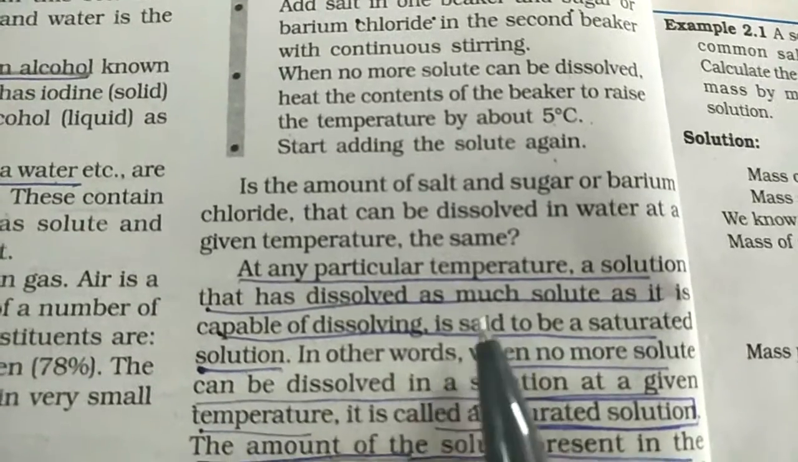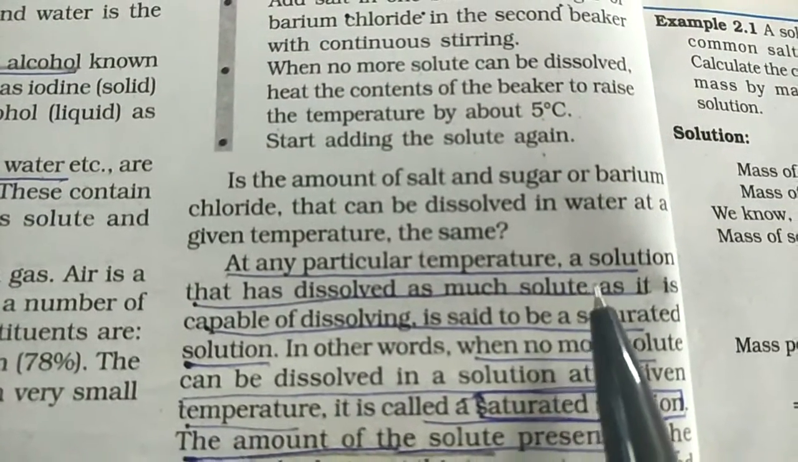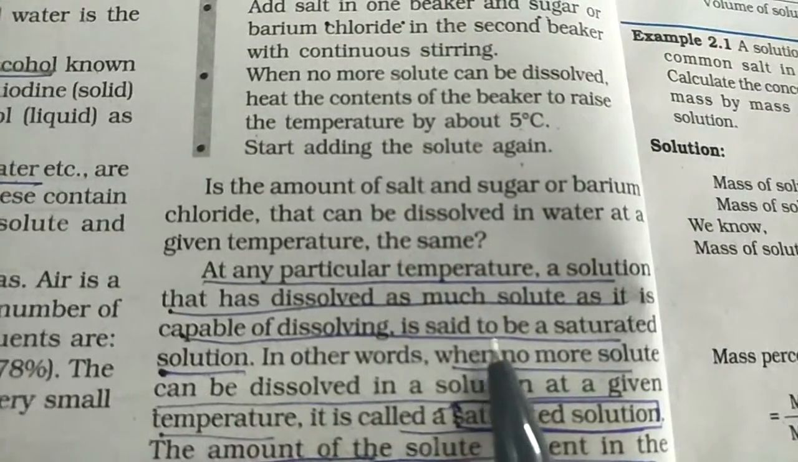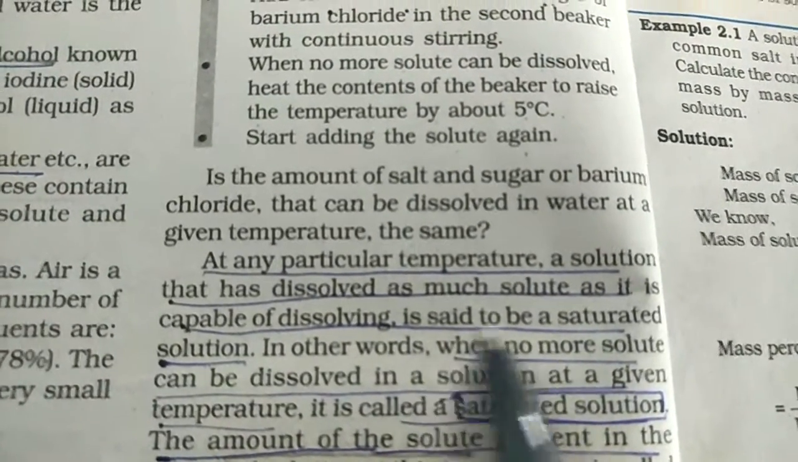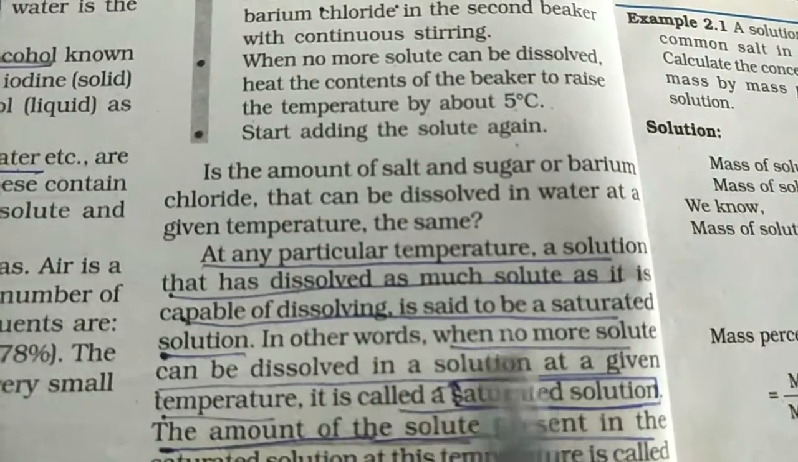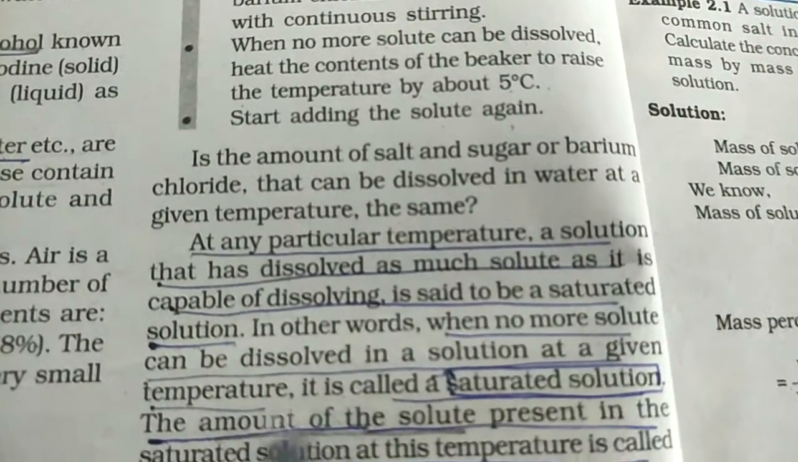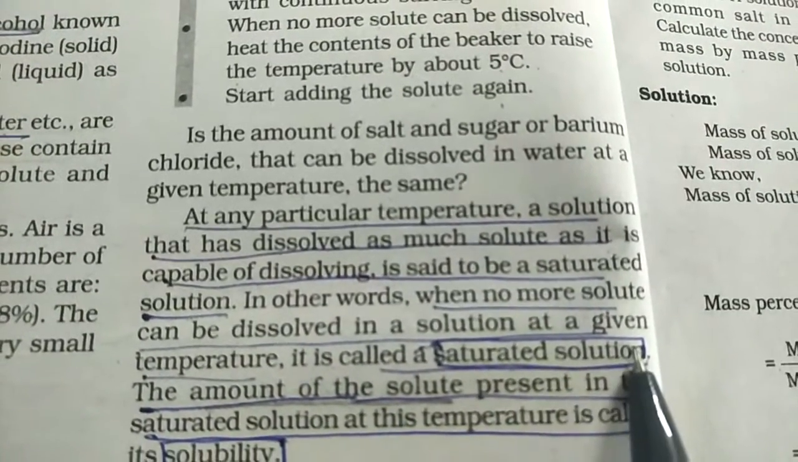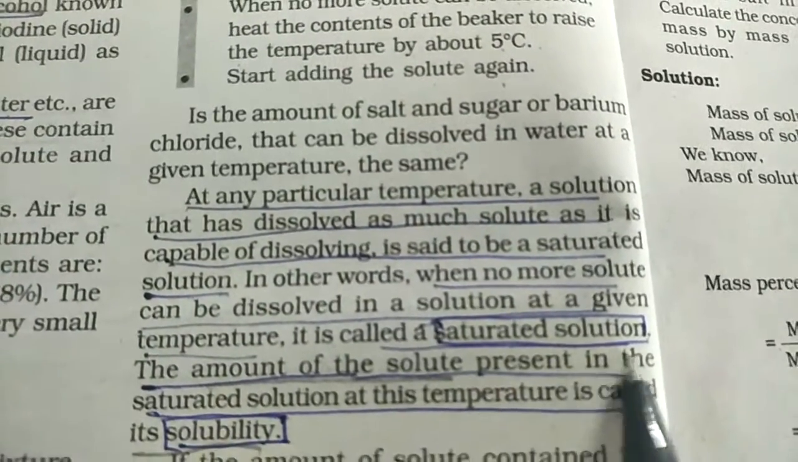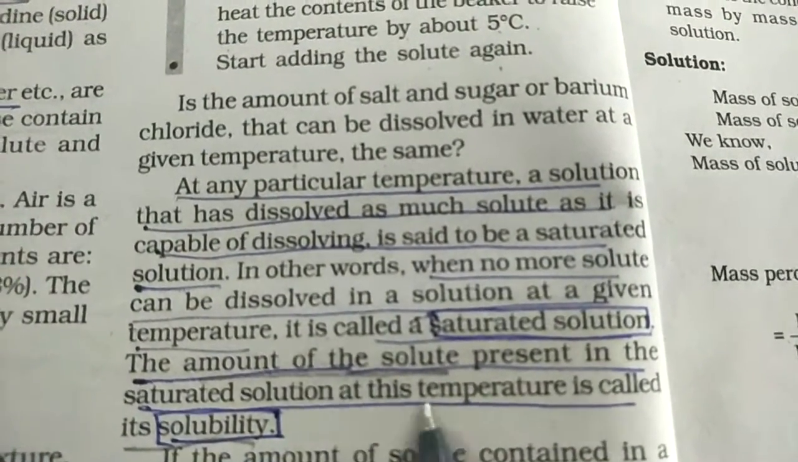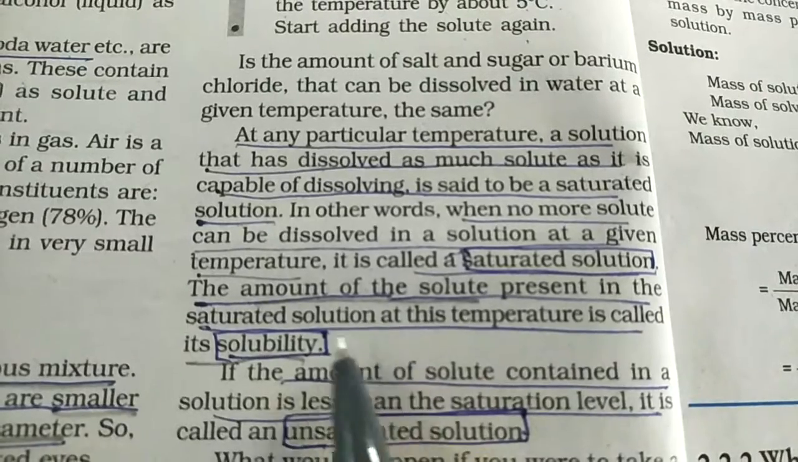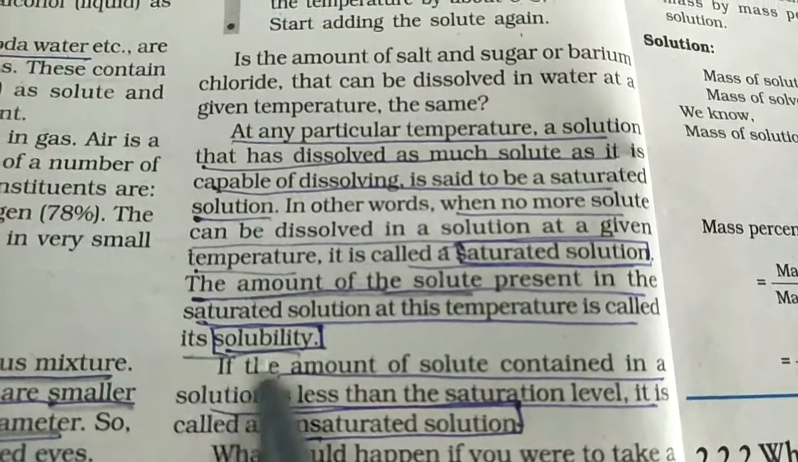That means when no more solute can be dissolved in the solvent, here no more salt can be dissolved in water. There will be a particular point where you add the salt and the salt won't dissolve. That is called a saturated solution. So no more solute can be dissolved in a solution at a given temperature, if you are not increasing the temperature, and that is known as a saturated solution. The amount of solute present in that saturated solution at a particular temperature is called the solubility. So how much solute you can put in that solution, that is called the solubility, 1 spoon, 2 spoons or whatever.